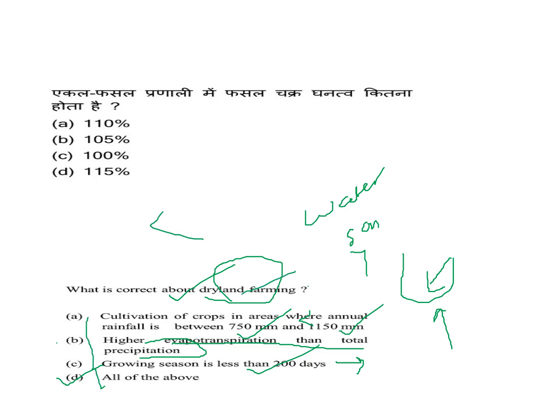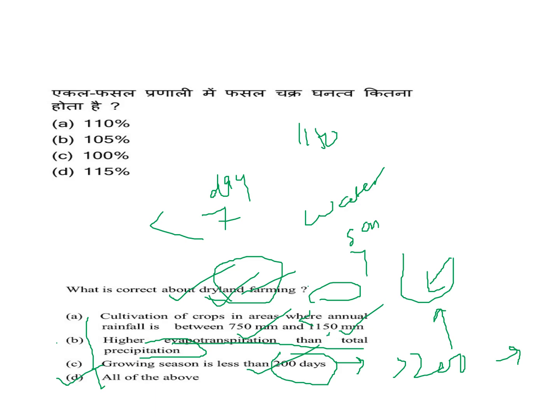If this is less than 750 mm, then it is called dry farming. If it is greater than 1150 mm, it is called rainfed farming. In rainfed farming, the growing season will be greater than 200 days and a drainage facility should be compulsorily present. And in case of dryland farming, you have to have a drainage facility when there is more rainfall. Sometimes there is a burst of rainfall in those conditions. So this is the answer for dryland farming.